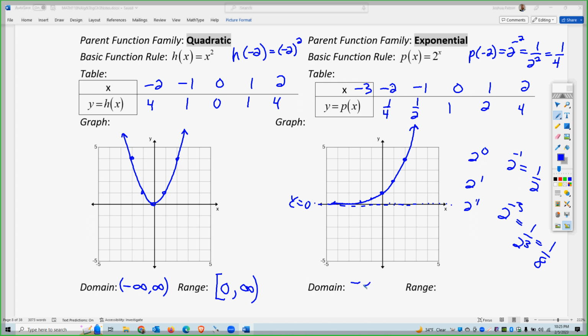So I'm going forever left and forever right. However, I'm only going down to 0, but I can't get to 0. I'm trying to get to 0. I can't get there, but I can go up infinitely, essentially. And that's the crux of the exponential function.